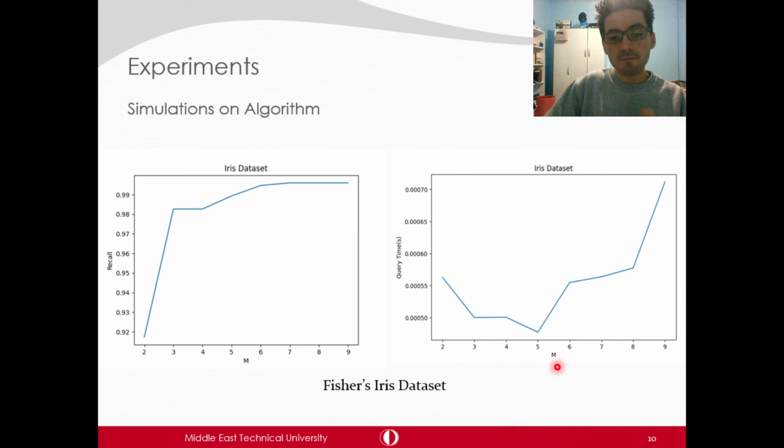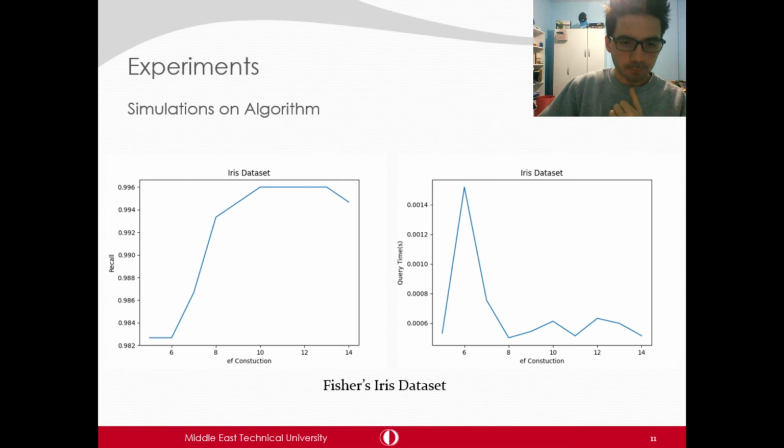Here, with the M value, we would expect to see query time increasing, but it first decreases. I think it is because when you have more connections, you are faster to find your local minima, so you are able to finish your query faster. But after some point, after the benefit of the M value has ended, increasing M increases your query time.